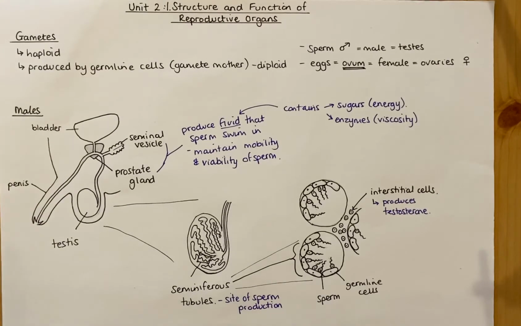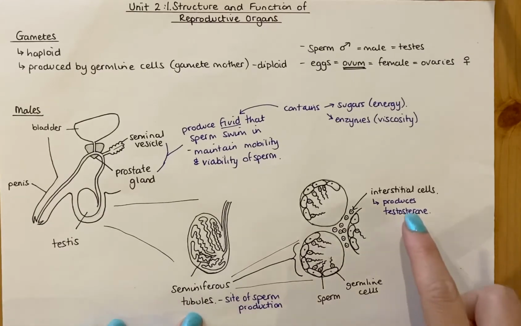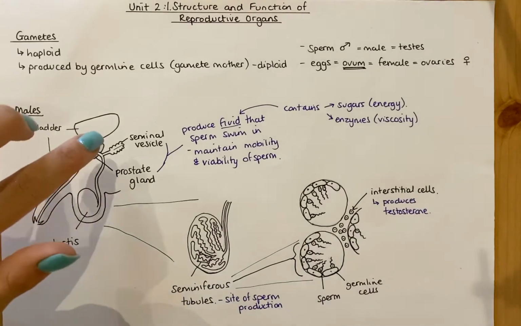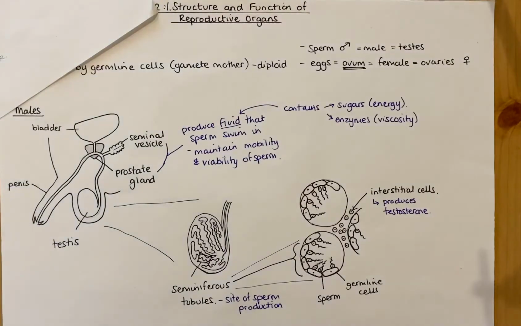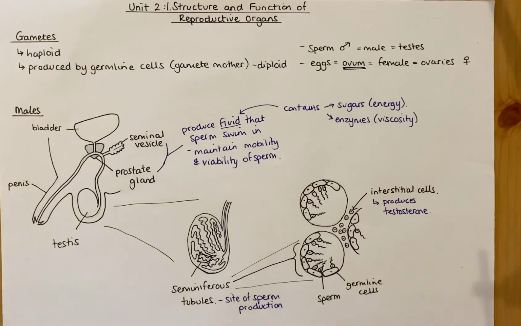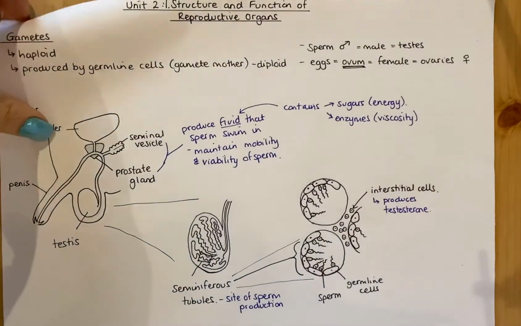So for now, the main structures you need to know are the structures within the testis, so seminiferous tubules and the interstitial cells, and also outwith the testes, the prostate gland and the seminal vesicles. Okay, so now what I'm going to do is show you the female reproductive system and label those structures and functions for you.